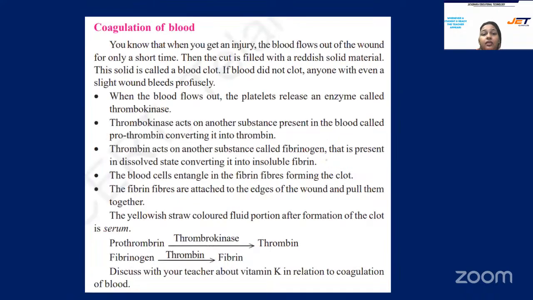Coagulation of blood means what? Blood clot. What happens when blood flows out? Whenever you are hurt, there is a wound, the blood flows out, and the platelets release an enzyme known as thrombokinase. Thrombokinase acts on another substance present in the blood called prothrombin, converting it into thrombin. Thrombin acts on another substance called fibrinogen, present in dissolved state, converting it into insoluble fibrin. These fibrin fibers form the clot.